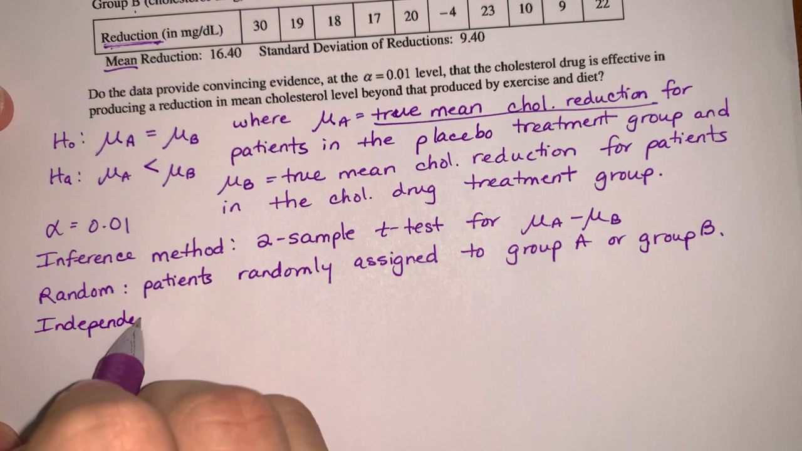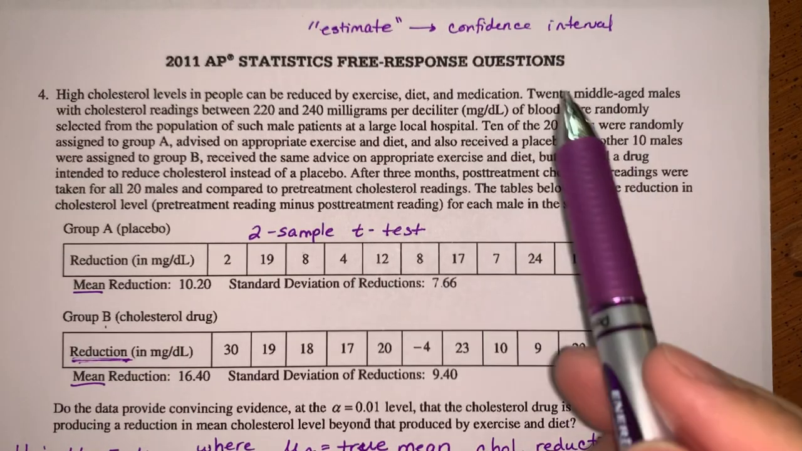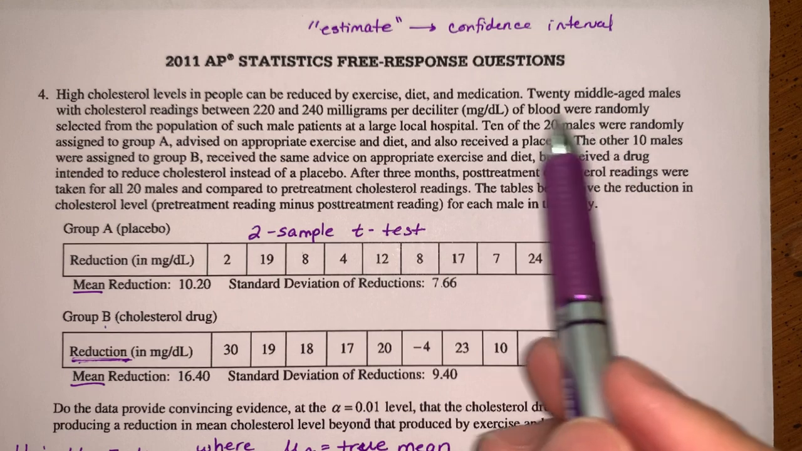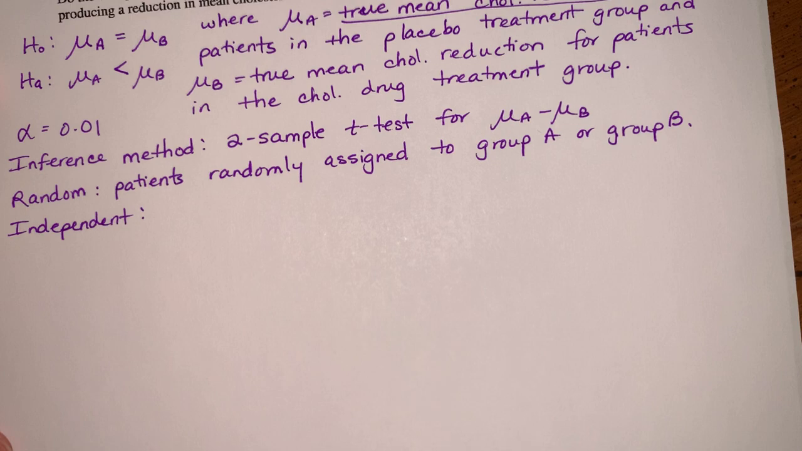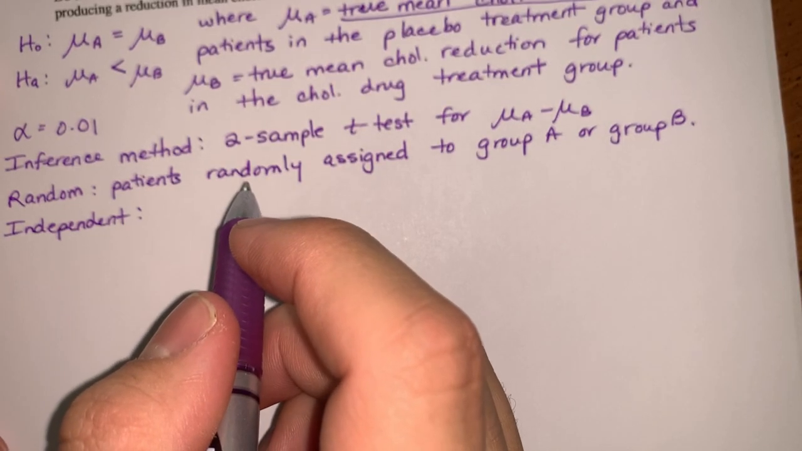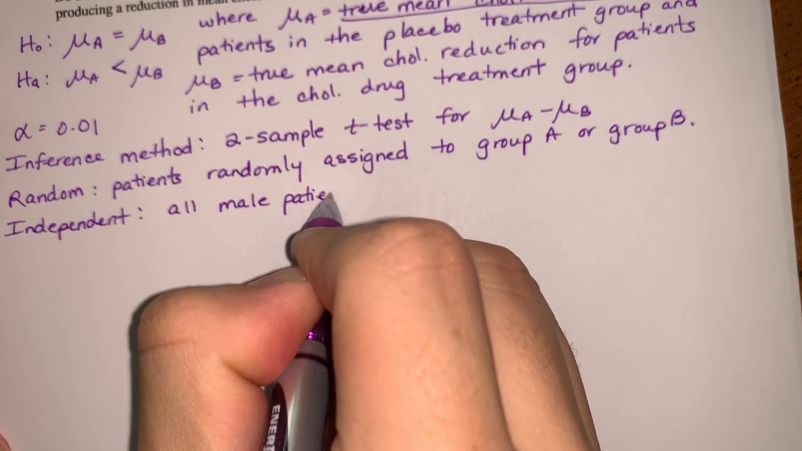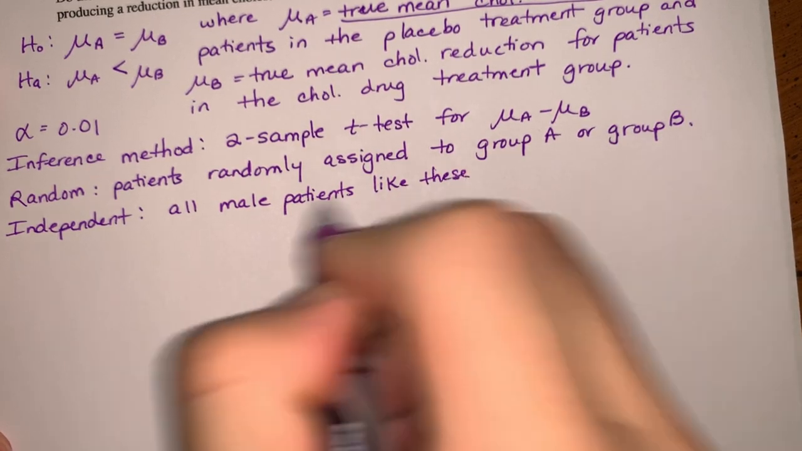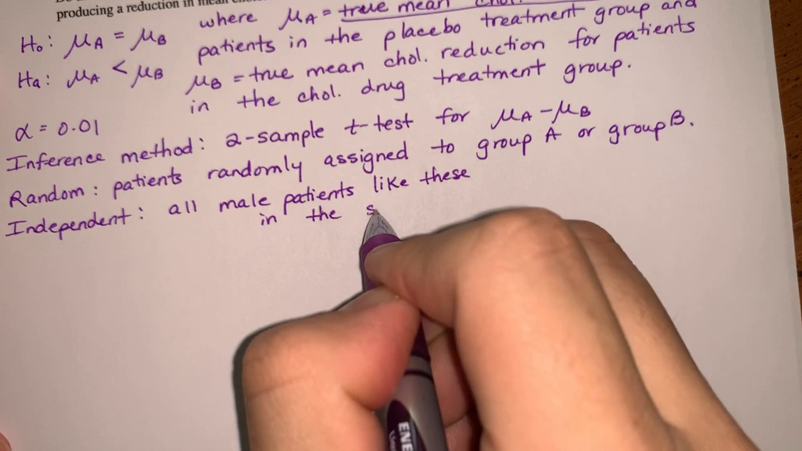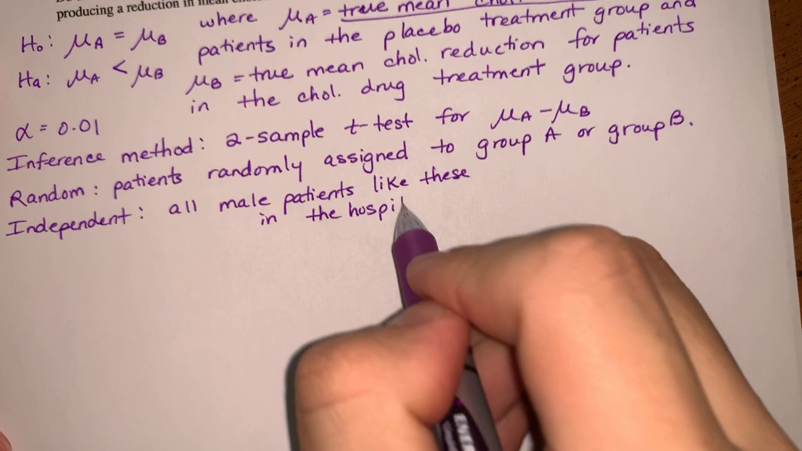Independent. Now they did say that they got a sample of the patients. Let me see. Yeah, 20 middle-aged males with cholesterol randomly selected from the population of such male patients at a large hospital. So our population of interest here is all male patients, let's say like these, in the hospital. It's not all the male patients. They said of such male patients in the hospital.